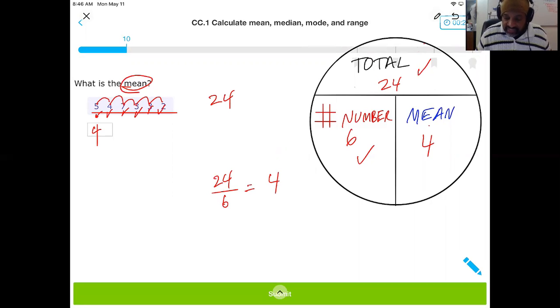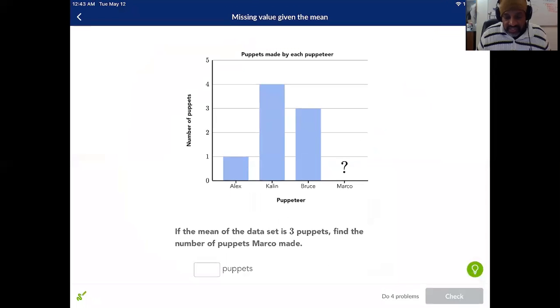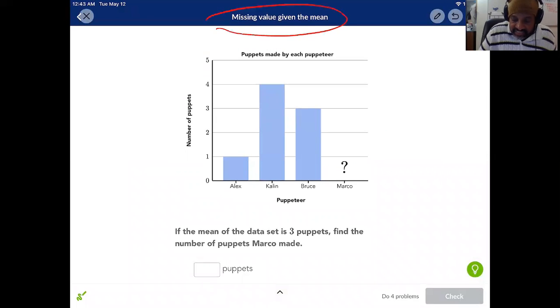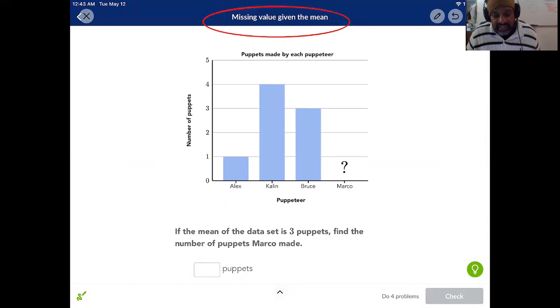So they've got to give us 2 other pieces of information, and we can find the third one. Okay, let's go. So now this is the lesson or the assignment. It's called missing value given the mean. So in this particular case, we're going to be given the mean, and they've got to give us another piece of information, and then we've got to determine the missing value. So let's give this a shot.